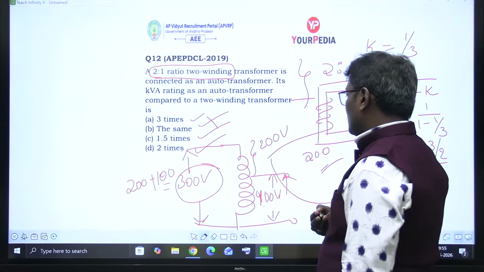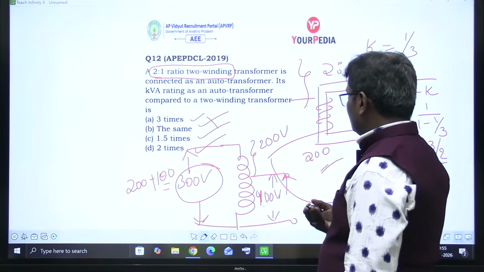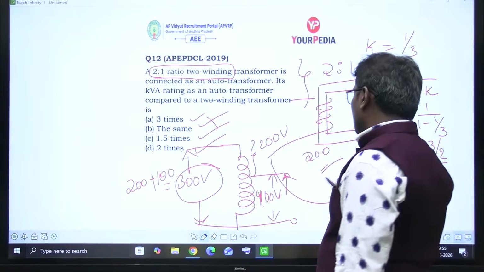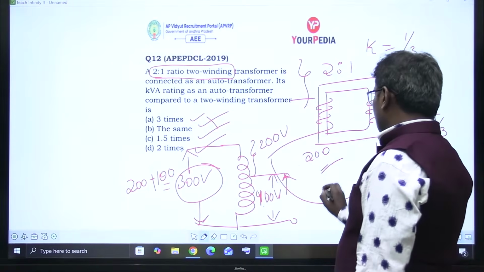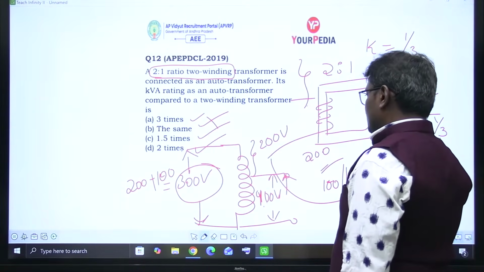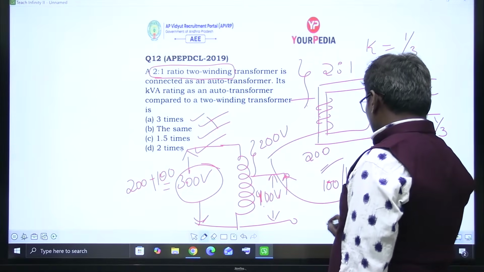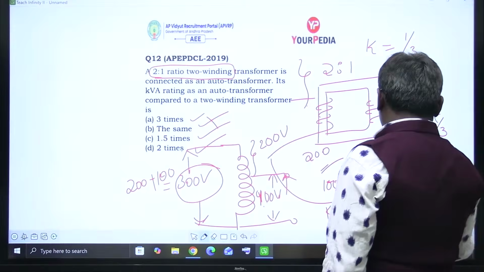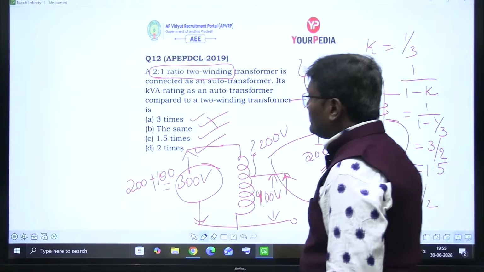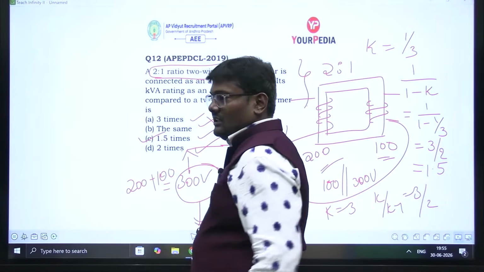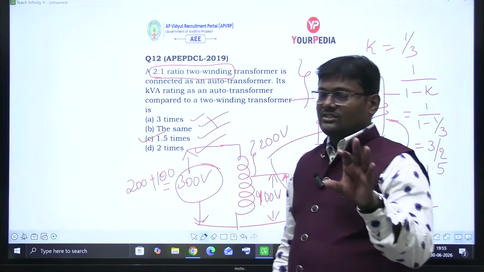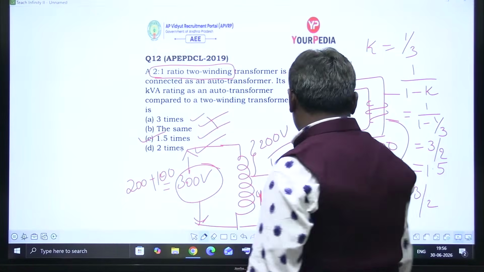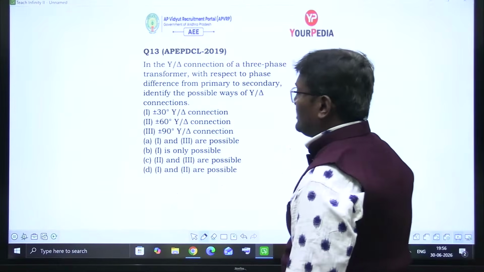So opposition also 100 into 100. So kVA rating 1 by 3. So that is also the same thing, K by K minus 1. So if it is used as 100 by 300, K is equal to 3. So K by K minus 1, obviously 3 by 2. So for this, in the solution, a star mark is there. So 1.5 times is the correct answer.